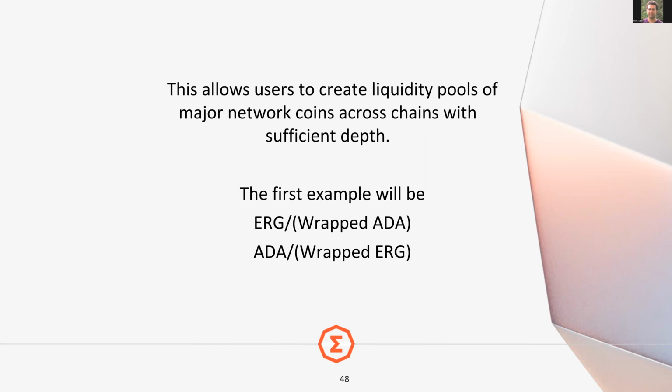So the first example is going to be on Ergo. We're going to see some ADA that's wrapped and paired with ERG. And on Cardano, we're going to see some wrapped ERG that's paired with ADA. And our goal is to always use the funds and the collateral of the guard to create sufficient market depth so that the bridge has an economic use case.